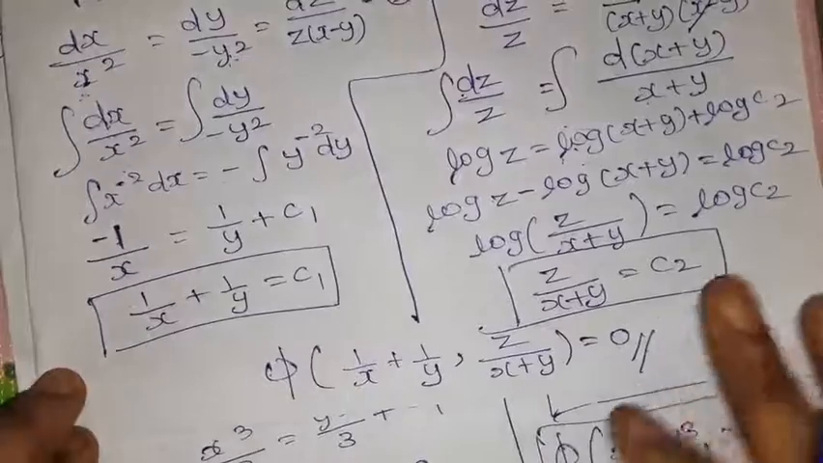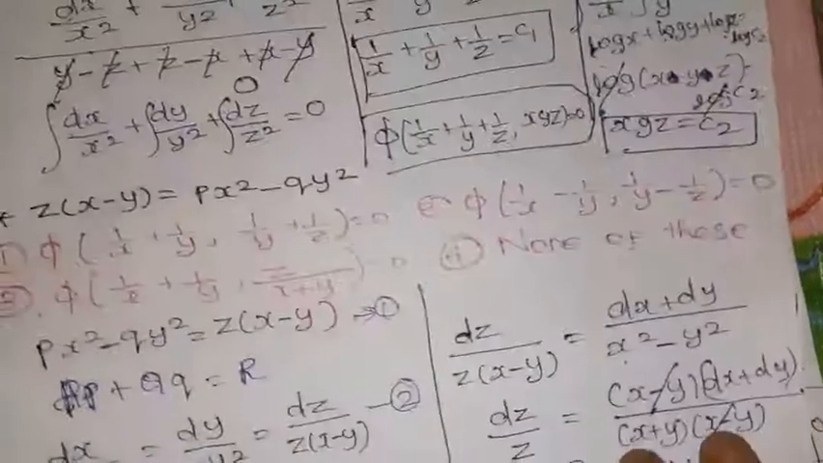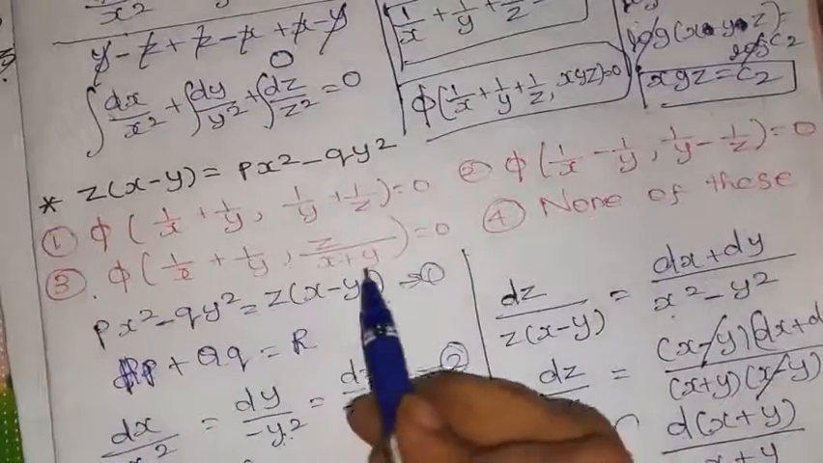This is the general solution. Okay, which option? 1 plus x plus 1 by y, this one. Option 3 is the right option. We'll see. So next problem.